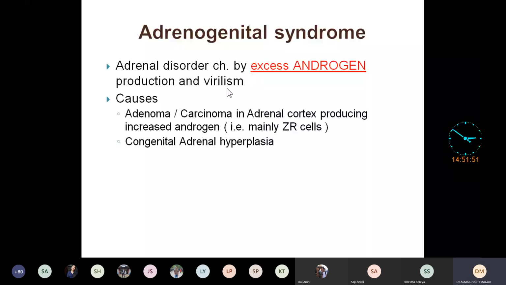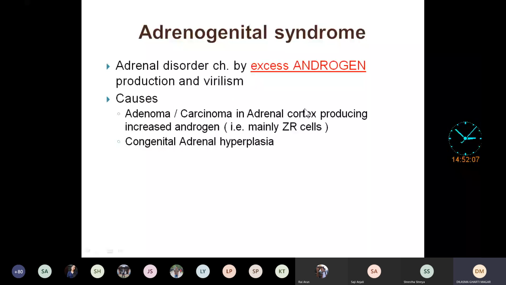So virilism means, if in a female there is the development of some male characteristics, that is known as virilism. Understood here? Like being more hairy, as in hirsutism, or a flat chest. These are known as virilism.